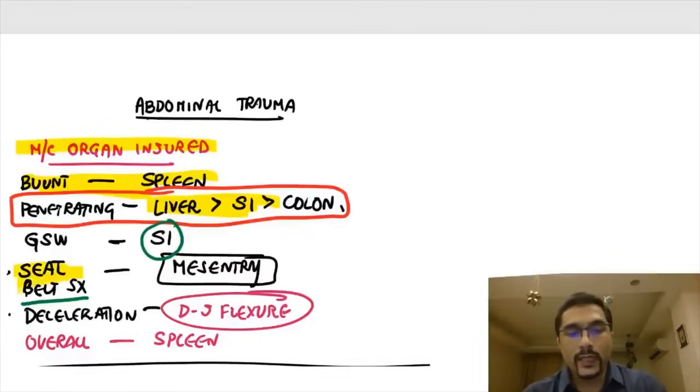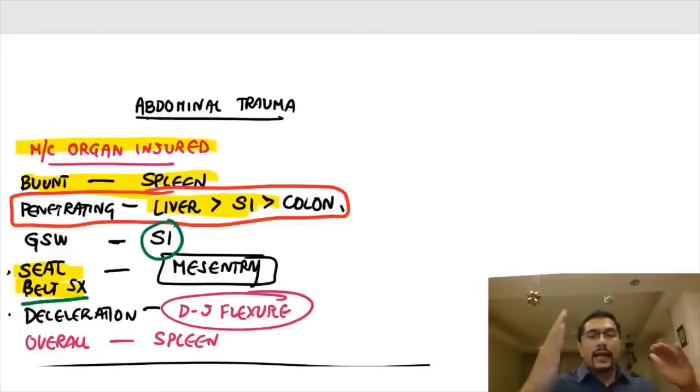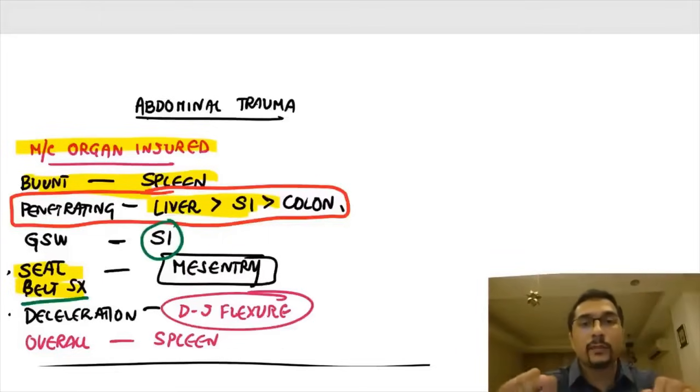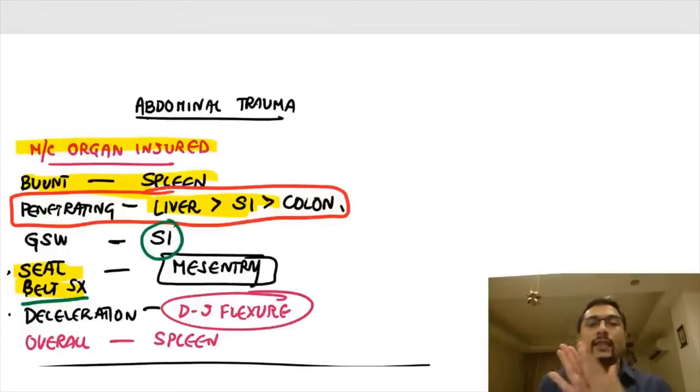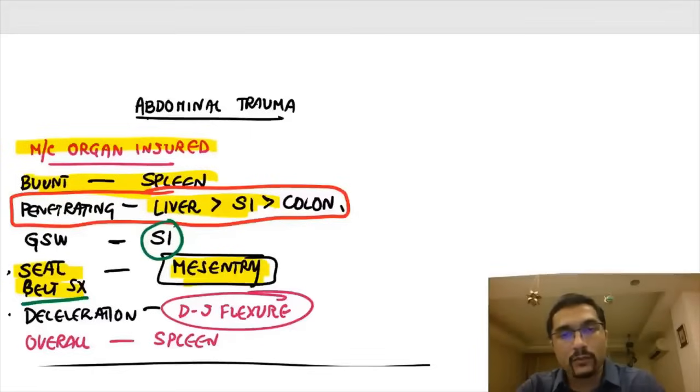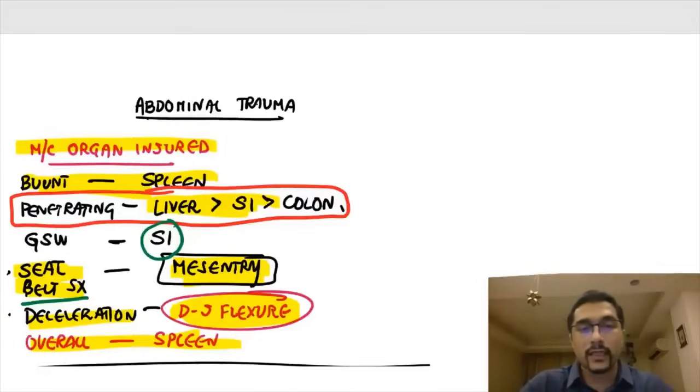Seat belt syndrome has also been asked. It can occur if you're wearing a seat belt and suddenly you apply the brakes. So you will move forward, the seat belt will push you back, and the organs get compressed between the seat belt and the vertebra. That is seat belt syndrome. It is again the mesentery of the bowel. Deceleration injury is the DJ flexure, that is duodenojejunal flexure. And overall, the most common organ injured is spleen.